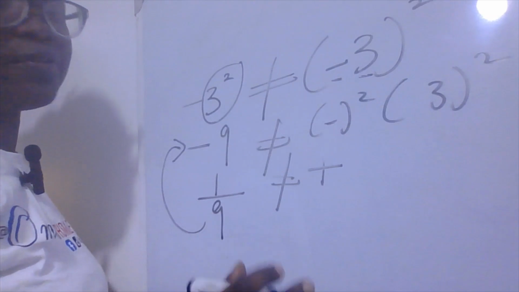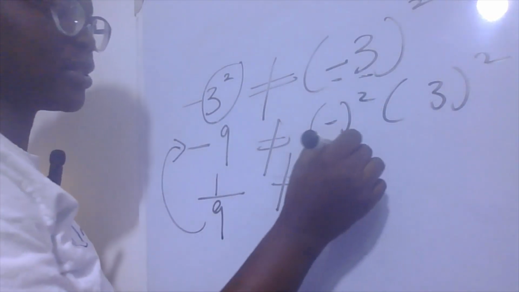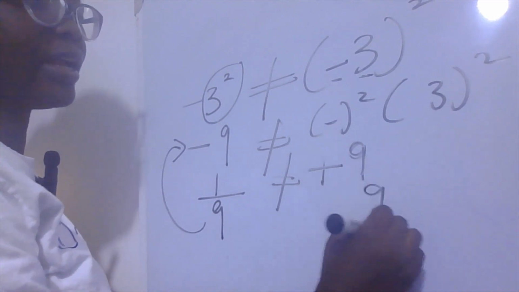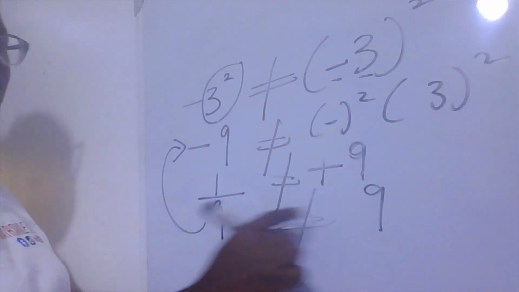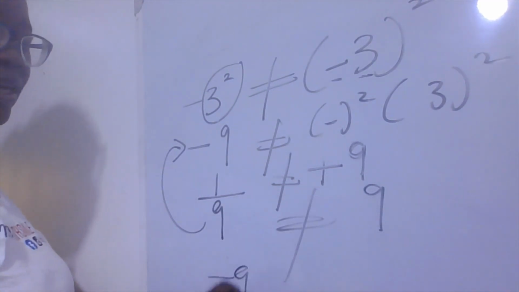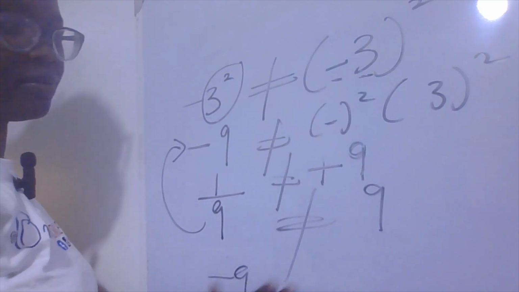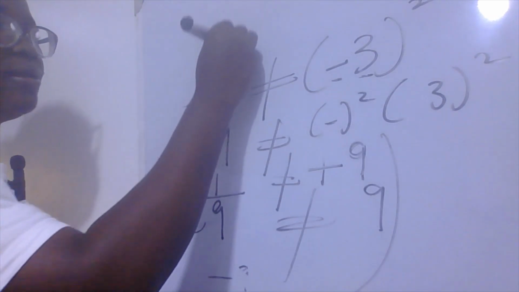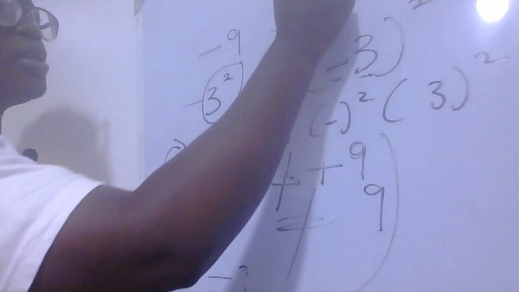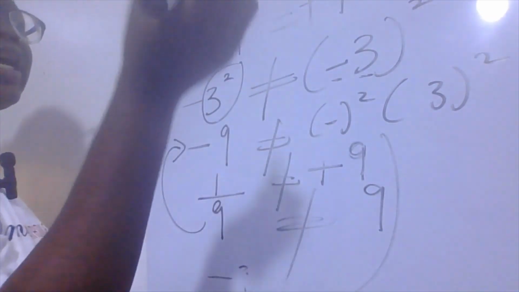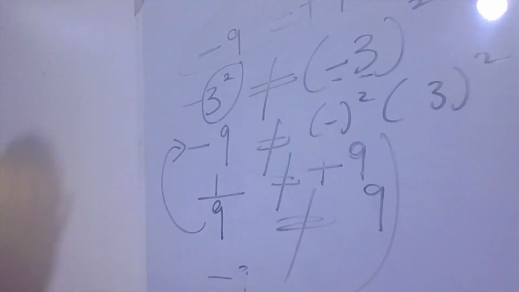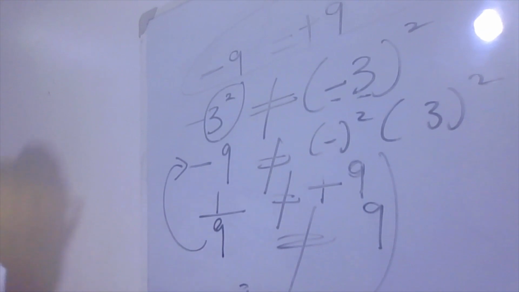Now 3 twice gives us what? That's 3 times 3. That gives us 9. So we have plus 9, or you can write this as 9. So this is not equals to this. This should be minus 9. This is negative. The first result is negative, minus 9, while the other one is plus 9 or 9. There are two different answers, negative and positive.